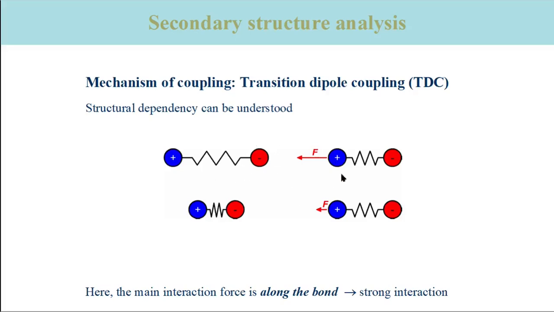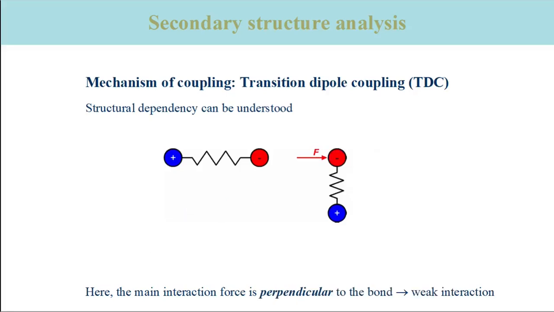Negative charge of the left bond and positive charge of the right bond. We also discuss only the force that the negative charge exerts on the positive charge. This force is always attractive, but the magnitude of the force varies. It is stronger when the negative charge of the left oscillator is closer to the positive charge of the right oscillator, like here. What is important is that the direction of the force is always along the bond, and therefore it can influence expansion and compression of that bond. Therefore, we get a strong interaction between the vibrations of the two oscillators, which results in a strong coupling.